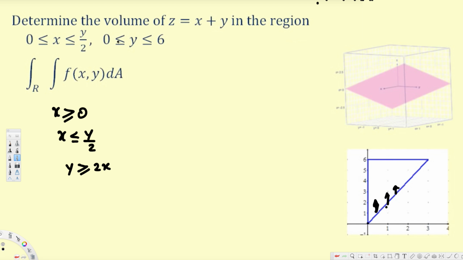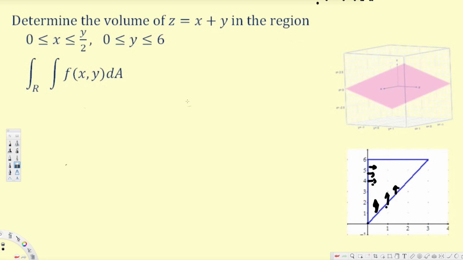And let's look at the other interval. Y should be greater than 0, it means in this direction, and also y should be less than 6. So less than 6 means here. Okay, so this is our region we are going to find. Now let's do the integration. Let's get rid of this part.